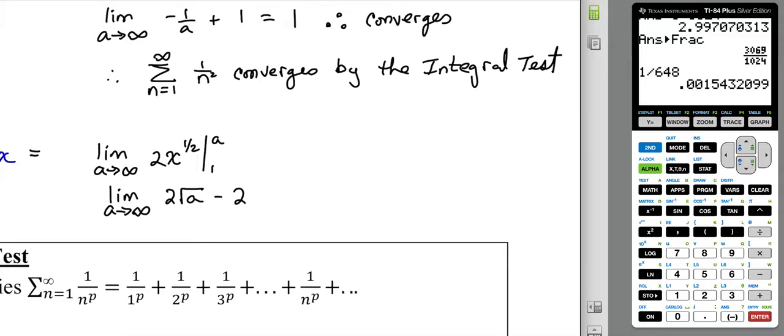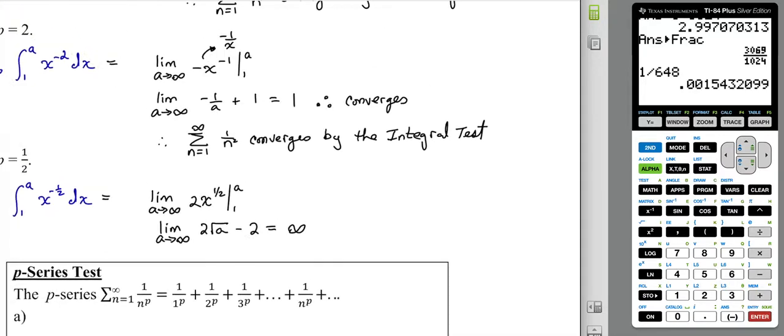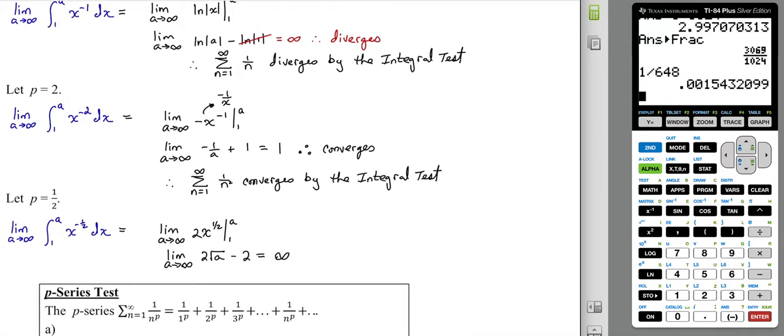All right, radical functions increase forever. So that's going to get us to infinity. Well, parent functions that are radical are going to increase forever. So this is going to give us infinity. And we are, again, looking at a case that diverges.